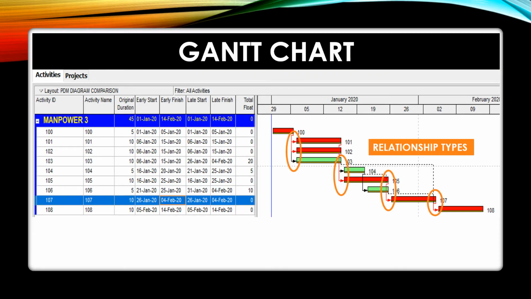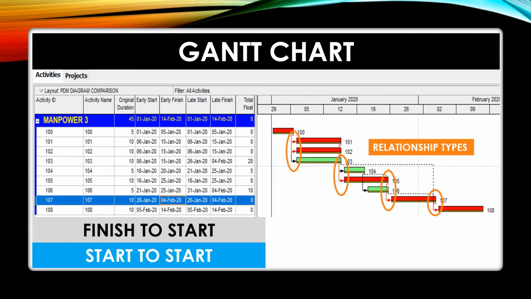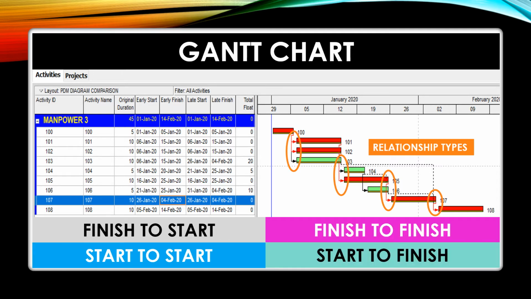Alright, so now that we've gone over the PDM diagram and the Gantt chart, in today's lesson we're going to be going over the 4 different relationship types between activities: the finish to start, the start to start, the finish to finish, and the start to finish, and going over how to use them to build out our schedule. So let's dive in and get started.